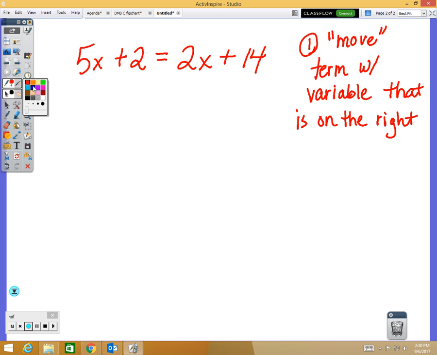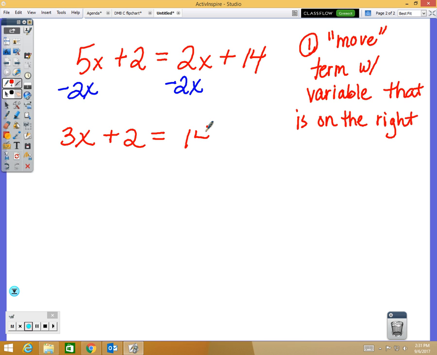So the term that is on the right that has the variable is the 2x. The opposite of 2x is negative 2x. As always, you have to do it on the other side of your equation. Now, the only thing that we can subtract that from is a like term. It has to also have an x, so it has to be from the 5x that I'm getting rid of it from. So that's going to leave me with 3x plus 2 equals 14.